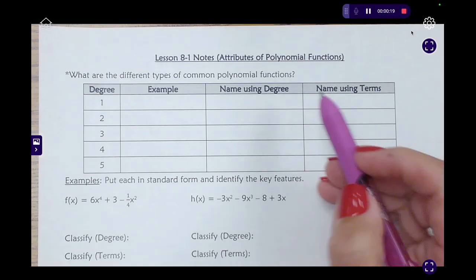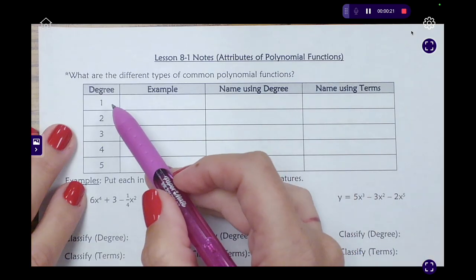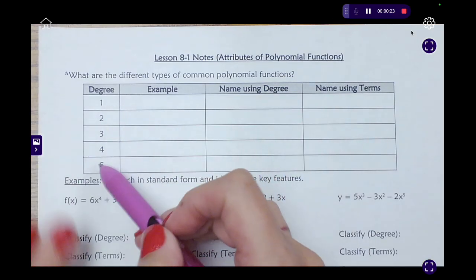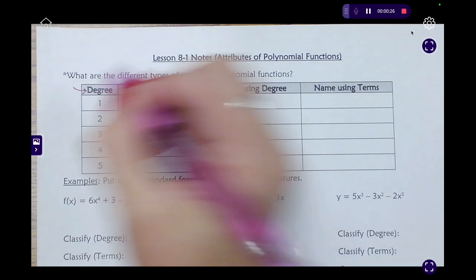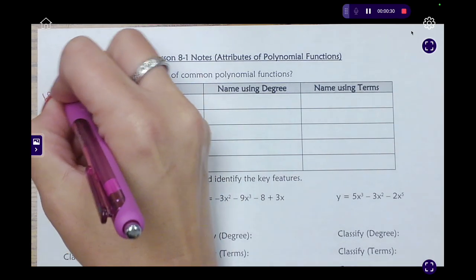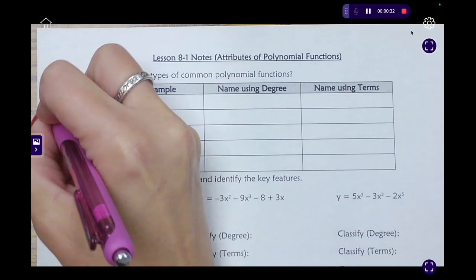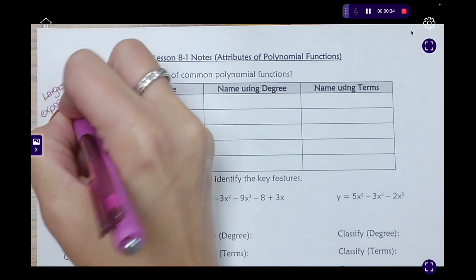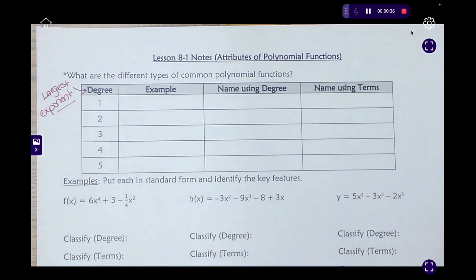Okay, so with your polynomial, we are going to first name it off of the degree. So looking at this, when I ask you what is the degree of a polynomial, that is going to be the largest exponent that's in that polynomial. So when I ask you for the degree, I'm just asking you for the largest exponent.